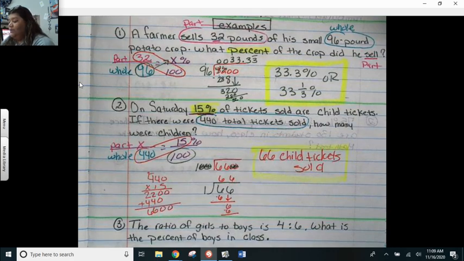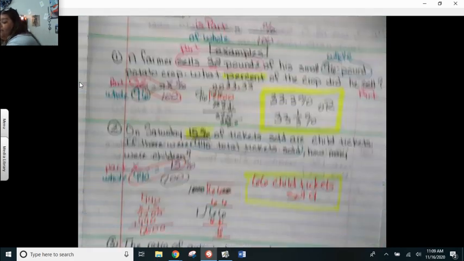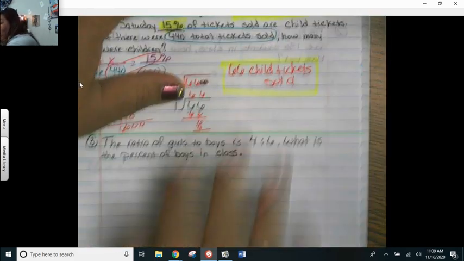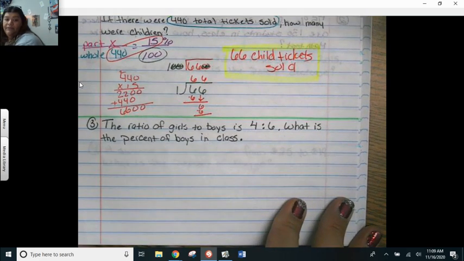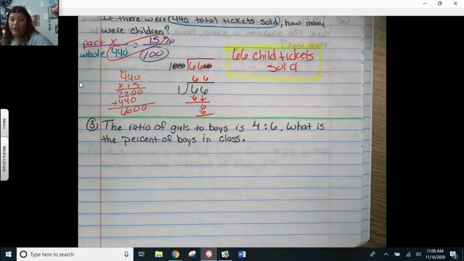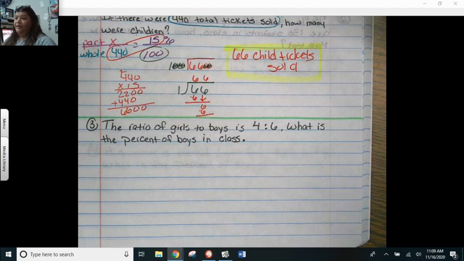Okay. Let's go to the last example I have here. Right there so you can see it. There you go. Okay. Go ahead and copy that down. Press pause if you need to, and then come back and press play. Okay. All right. Let's go ahead and take a look at this. We have the ratio of girls to boys is 4 to 6. What is the percent of boys in the class?